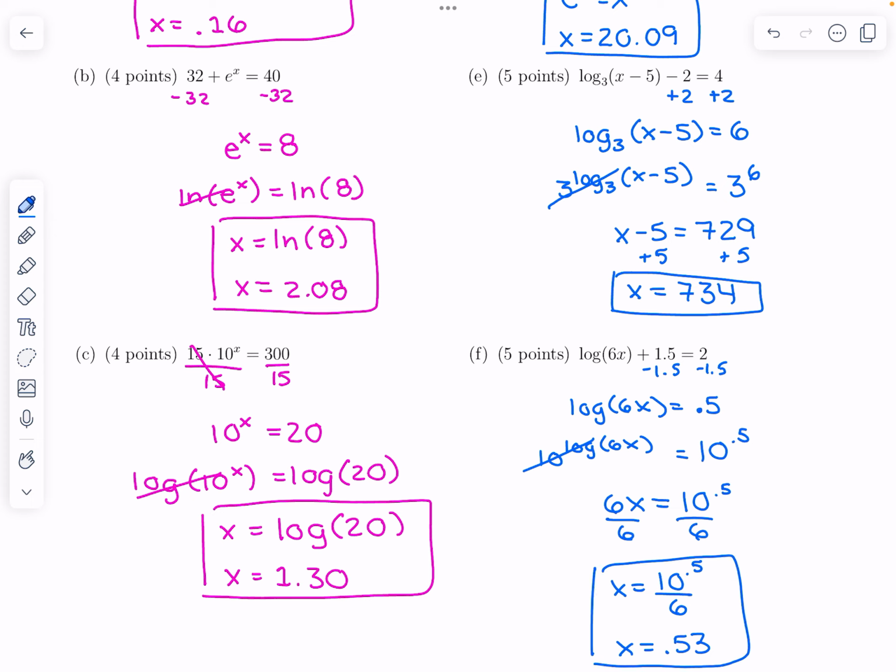We just solved 3 exponentials by converting them to logs, and then we solved 3 logs by converting them to exponentials.